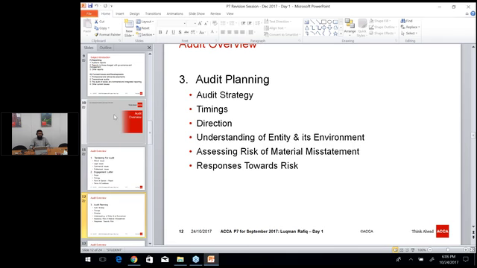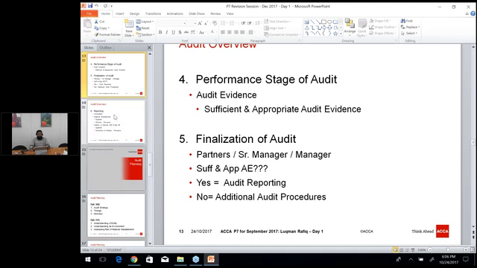Then we talked about the next stage, which is the audit planning. We discussed that the audit planning stage involves multiple things, including the overall audit strategy, the timings, the direction, understanding of the entity and the environment, and the risk of material misstatement being identified. Once you are done with the planning stage, the next stage is the performance stage of the audit.